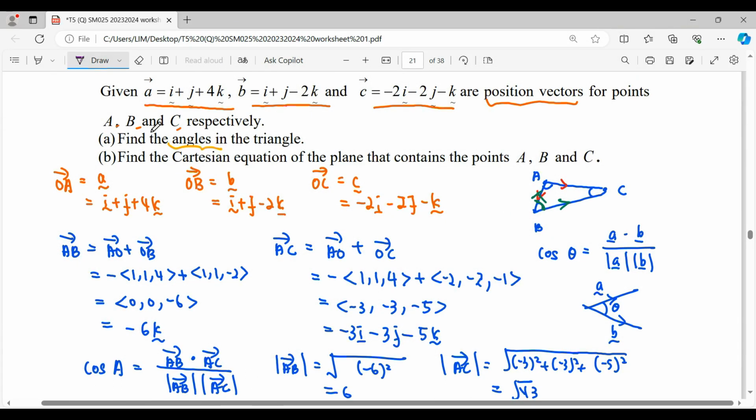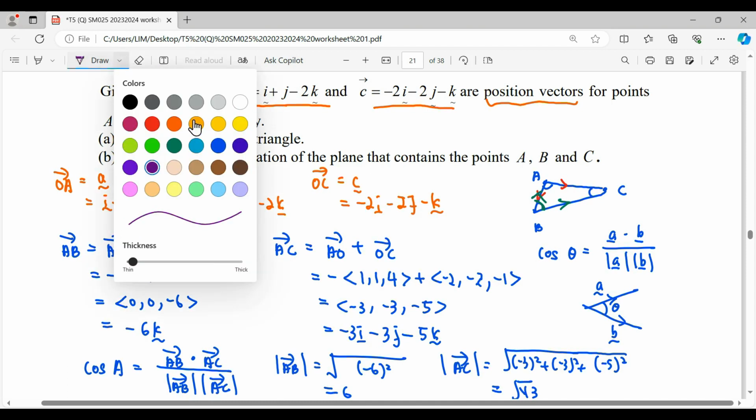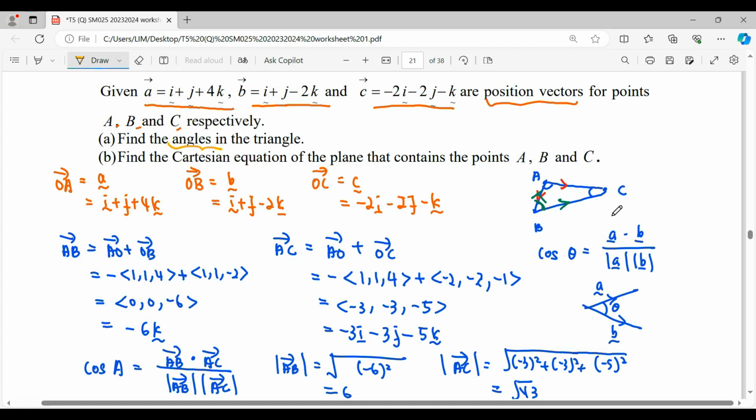Then for the next question, we'll be finding the Cartesian equation of the plane containing ABC. Just imagine ABC is on a flat surface. To find the equation of the plane, we need the formula r dot n equals a dot n, where we need to identify the normal vector and a position vector from any one point. We have 3 points here, so we can choose any one point. But for the normal, we need to find out a vector that comes out from this plane.